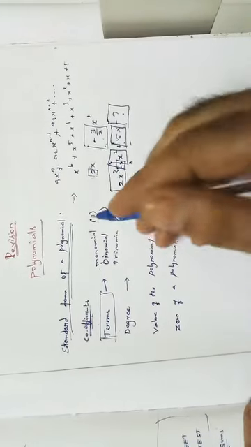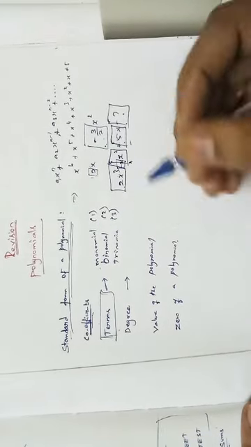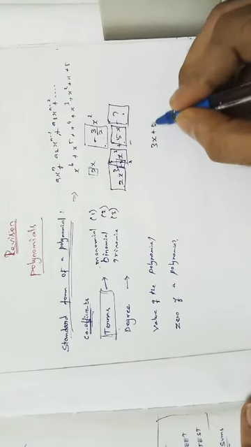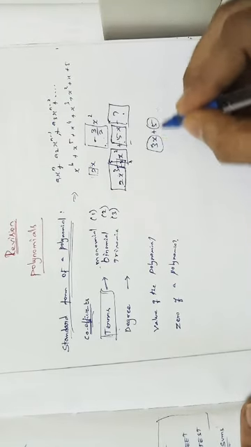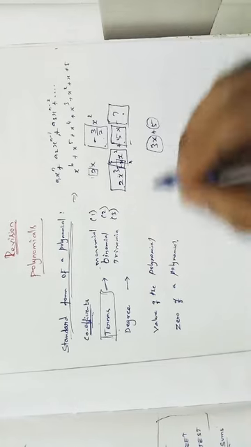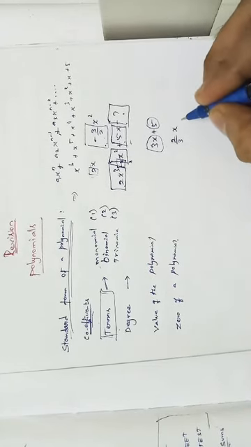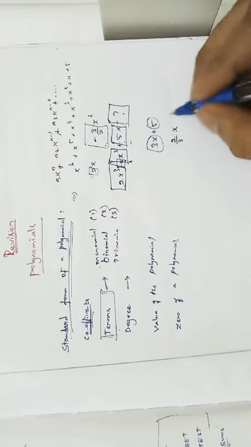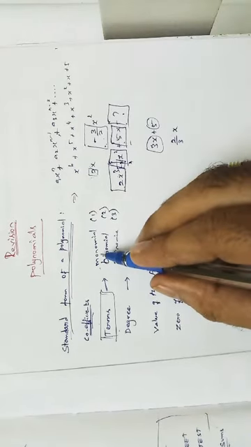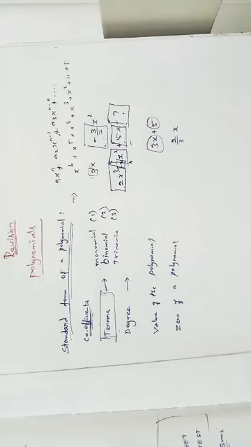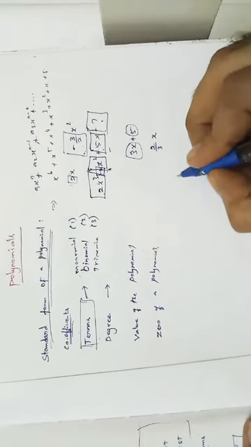If you have only one term, that is a monomial. Suppose 3x + 5. How many terms are there? This is one term and this is one term, so two terms, and it is a binomial. Now 2/3 x: how many terms are there? Only one term. I am giving one more example.